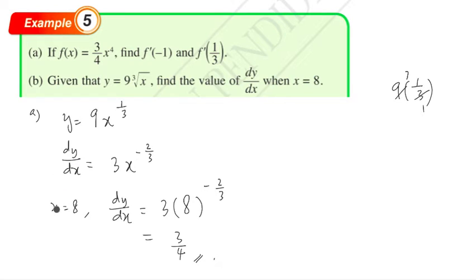Okay, so this is one more step. Copy y and then do dy/dx using the formula. One more step, when x equals 8, what is your dy/dx? We are given the x value.